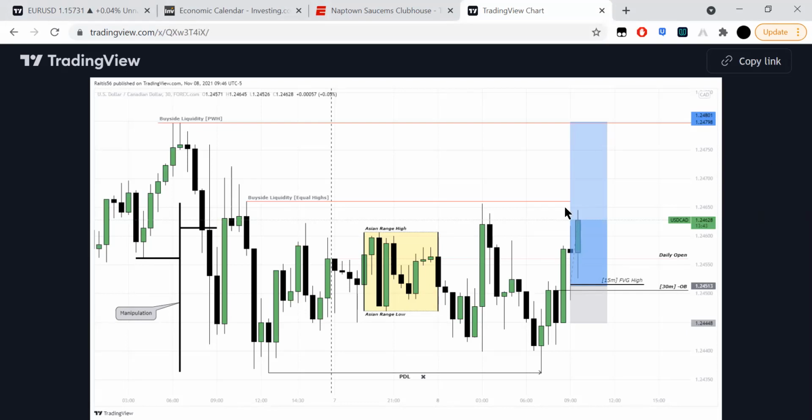Once we take this out, actually if I were in this trade, my stops would already have been moved right here below this low. And then once we take out this high, then I'm break even. And then you could partial here if you wanted to. And then your TP right here.